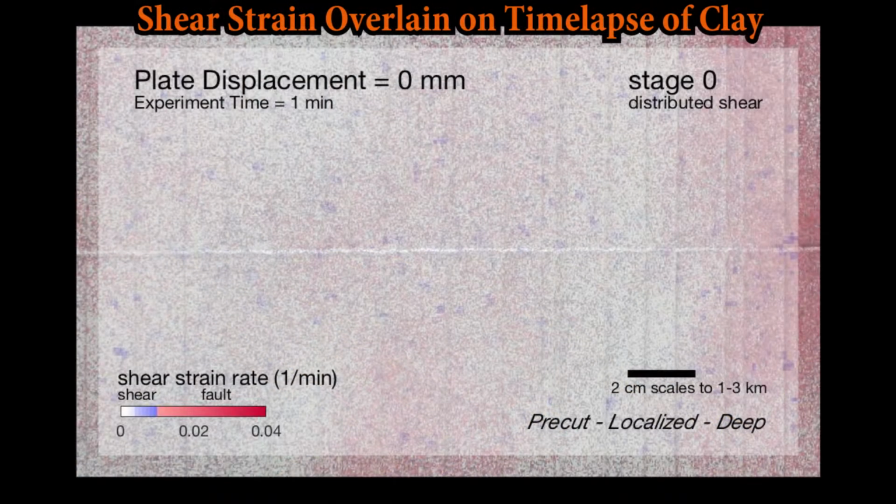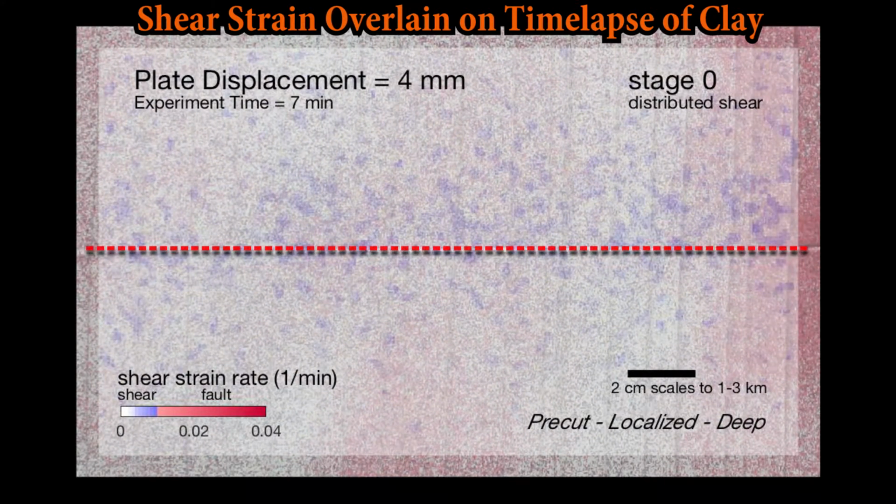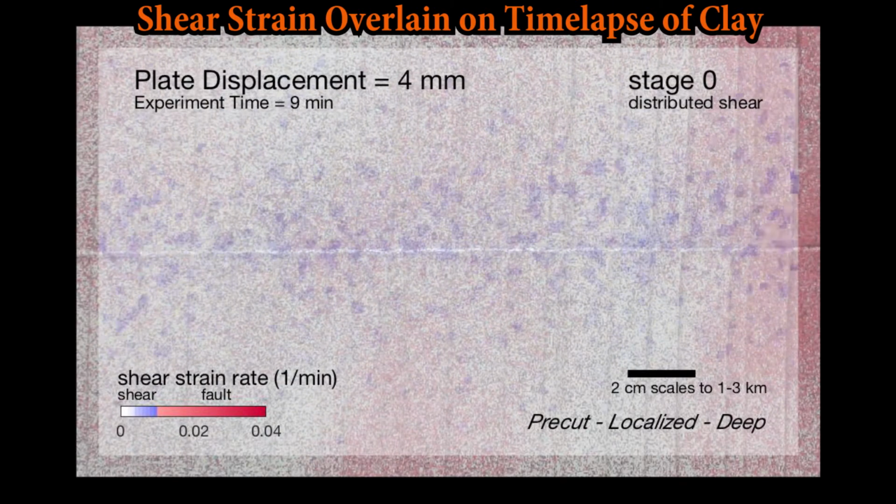Let's look at a time-lapse of the clay with red and black sand and vertical impressions for visual clarity. Stage 0, distributed shear. Although there is a pre-cut fault, there is initial strength resulting in distributed shear during the beginning of the experiment.